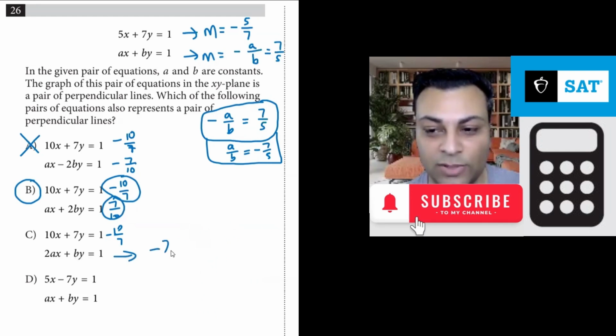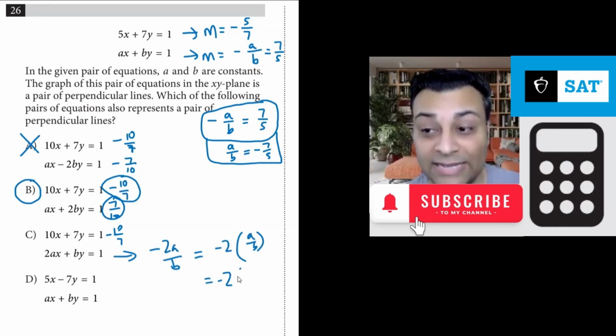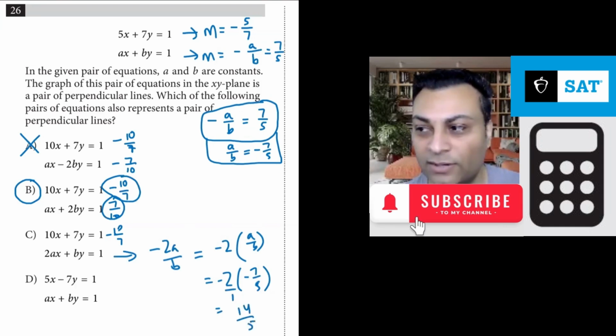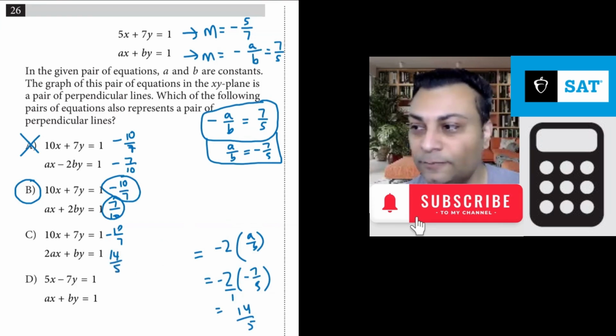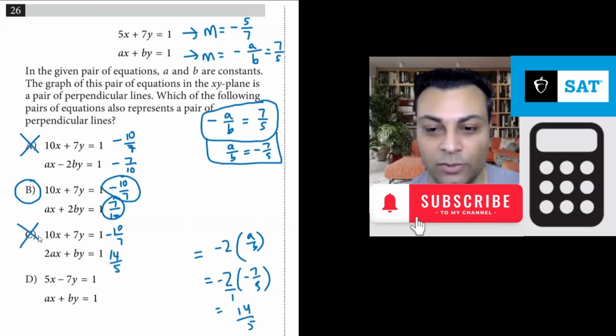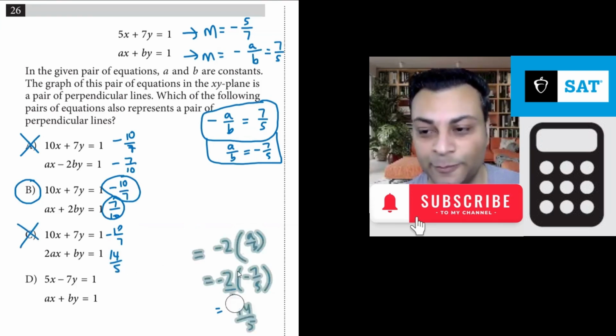Subtract, and you get minus 2a over b, which is negative 2 times a over b, which is negative 2, and a over b is negative 7/5. You put 1 there, and you get 14 over 5. So this has a slope of 14/5. And you can see it's not the opposite reciprocal because we needed 7/10. So these are not perpendicular. One's a negative slope, one's a positive slope, but they are not perpendicular. They will not meet at a right angle.